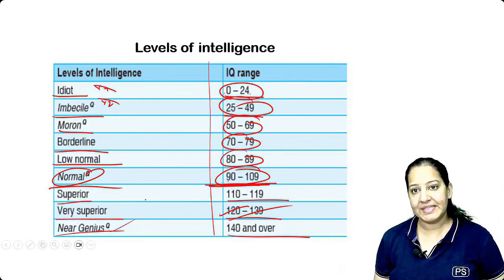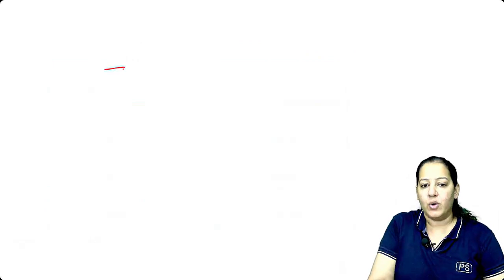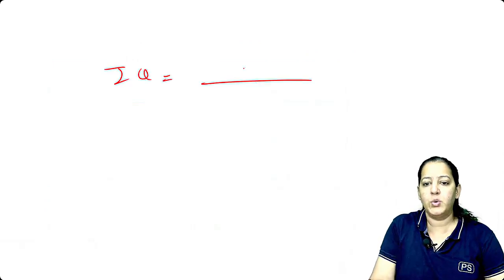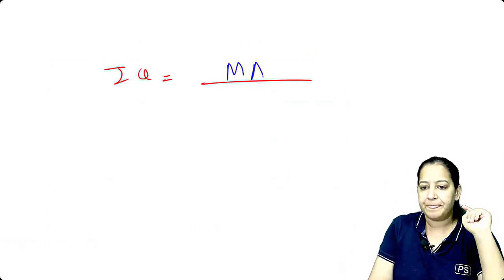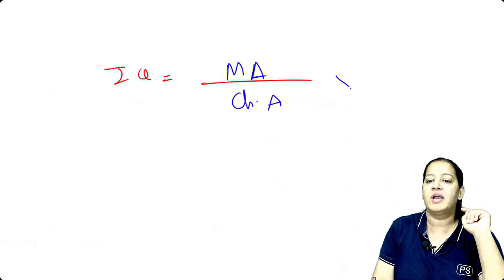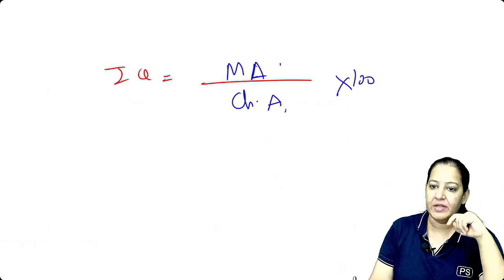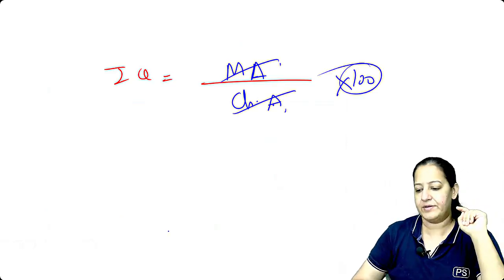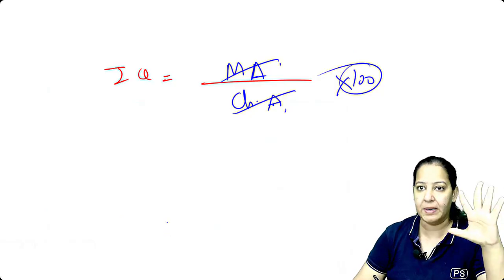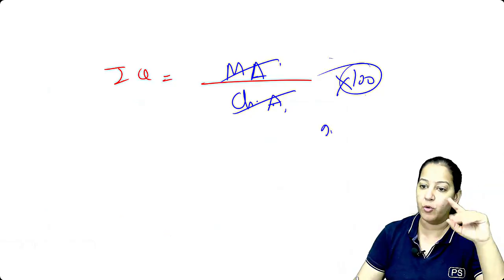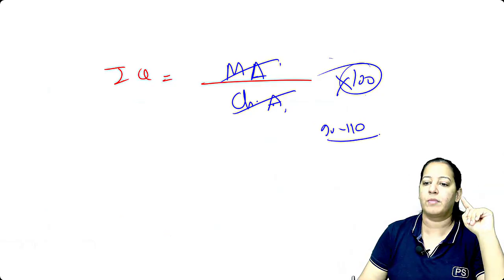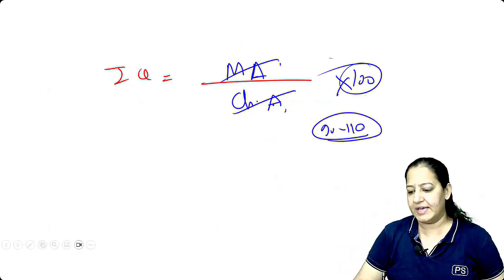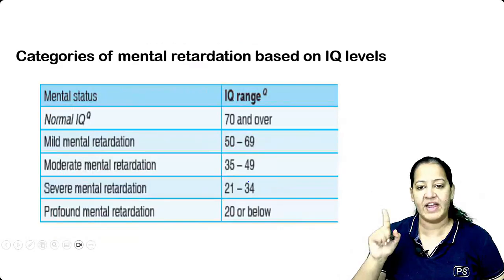This is IQ scale. Learn the formula of IQ. IQ is equal to mental age upon chronological age into 100. If both of them are equal, answer is 100. 100 is normal. 10 below, 10 above. 90 to 110 is normal. And if you follow this rule, you will easily make it out in the exam. So this is IQ. Never forget, you get questions on that.